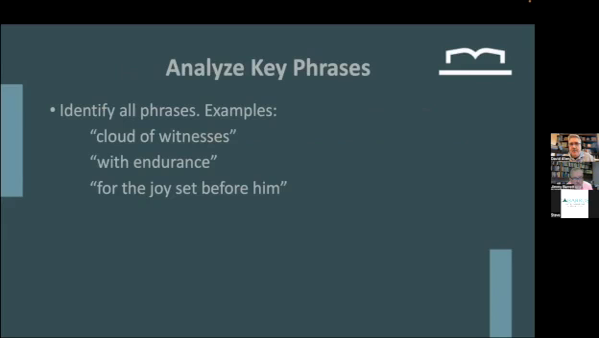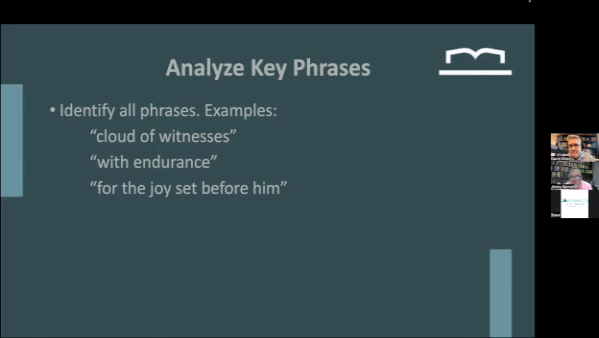So here we go. Analyze key phrases. Here are 3 examples of key phrases in our text. Cloud of witnesses, with endurance, and for the joy set before him. So we identify these phrases.